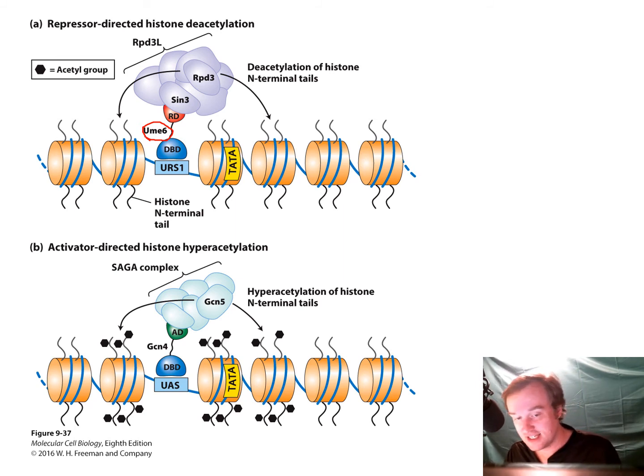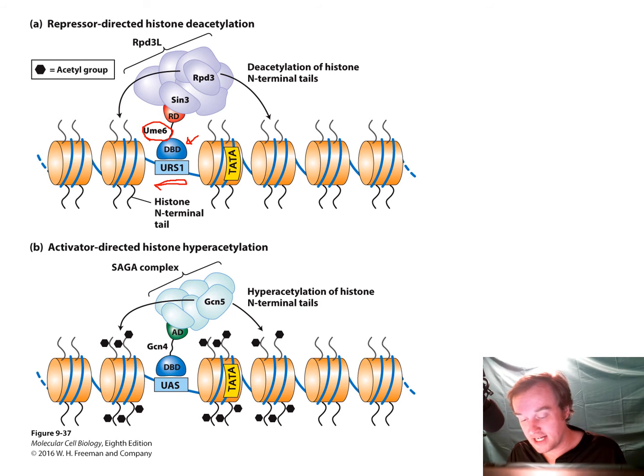It directs deacetylation of these histone tails. And so the DNA binding domain, which is this DBD right there, will recognize and interact with a specific upstream regulatory sequence, or URS1, for the gene that it regulates. So it'll be specific to a gene and it will interact with that upstream regulatory sequence.